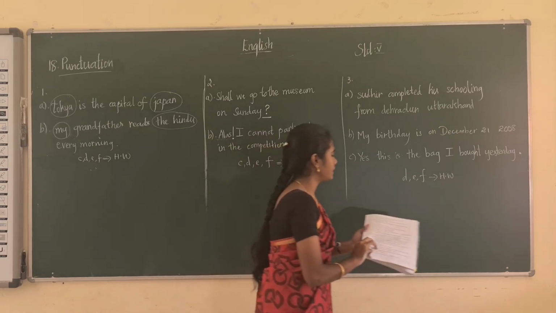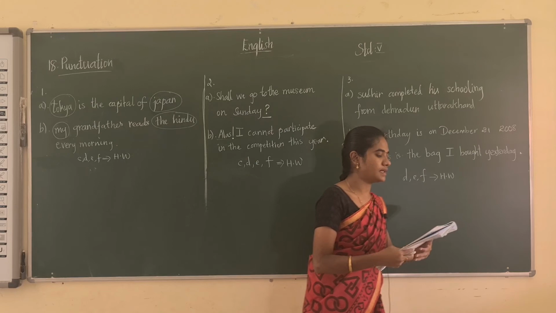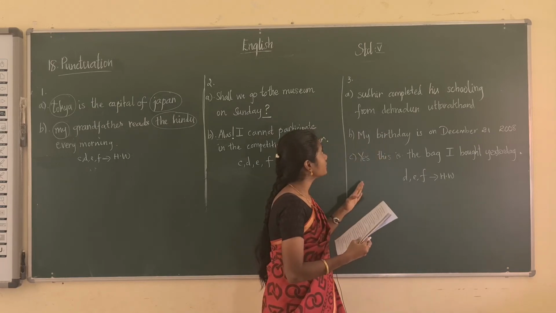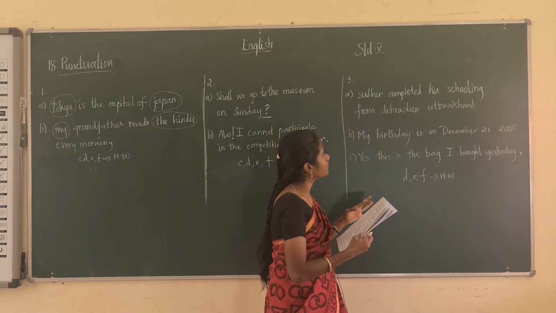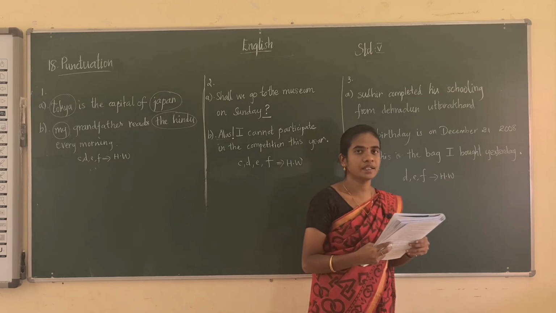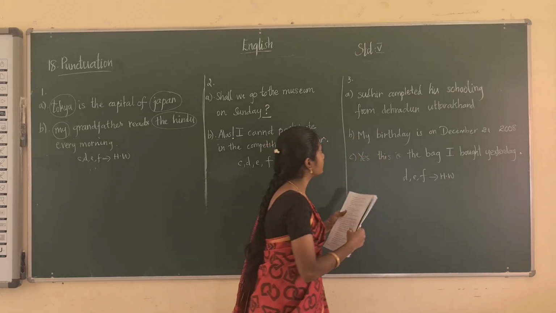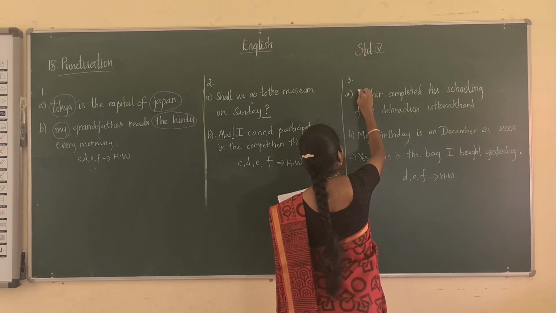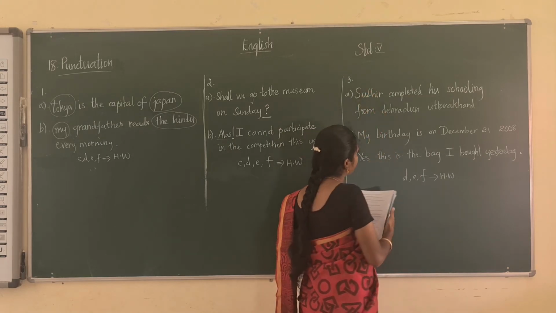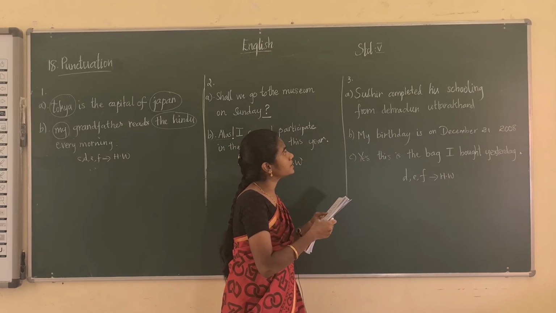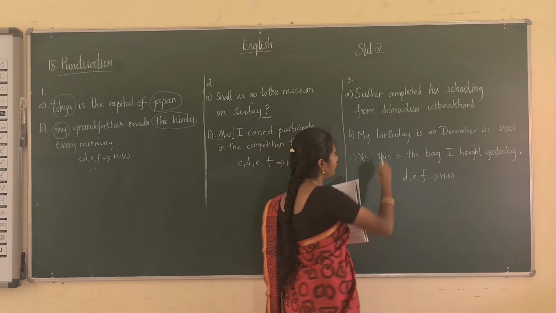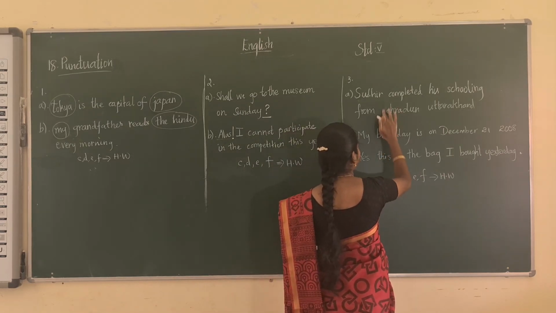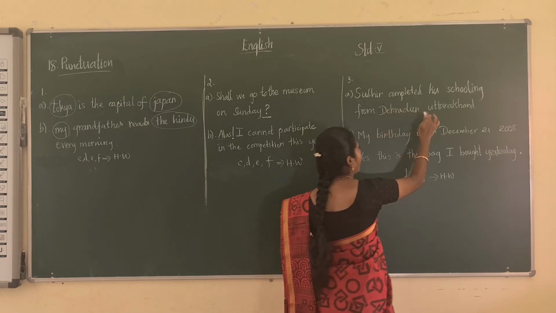Now see the third exercise: punctuate the following sentence. Sudhir completed his schooling from Dehradun, Uttarakhand. So here Sudhir should start with a capital letter. Then completed his schooling from Dehradun, Uttarakhand. You have to write Dehradun and Uttarakhand in capital letters.